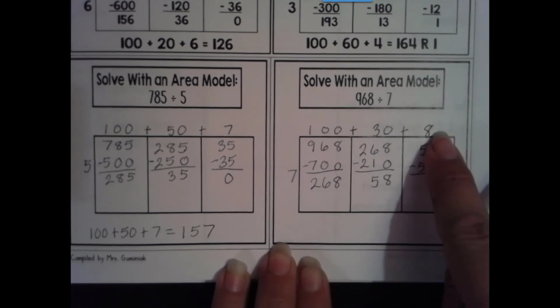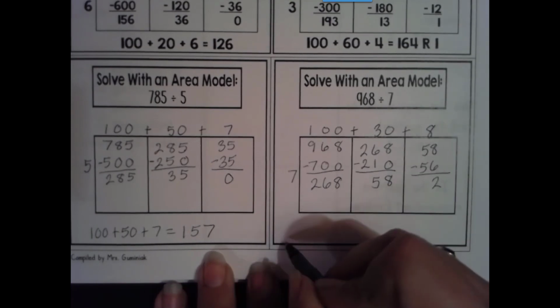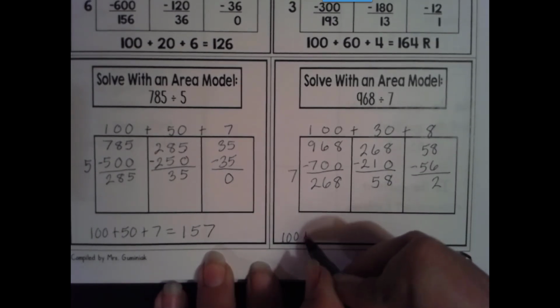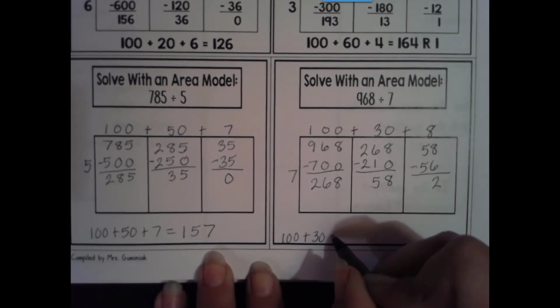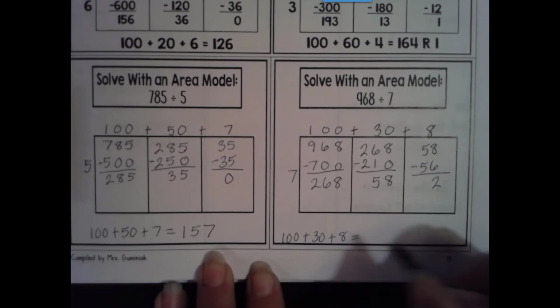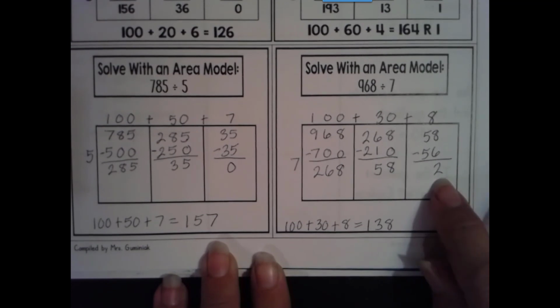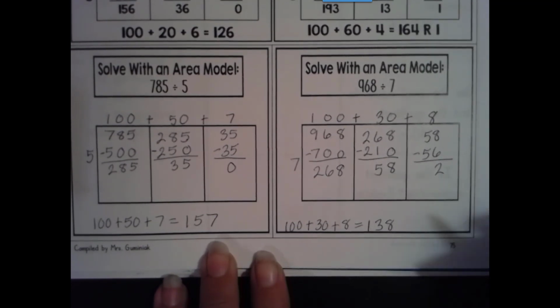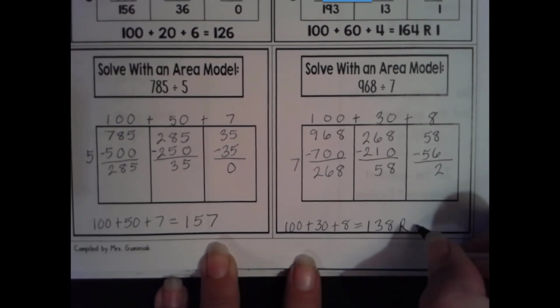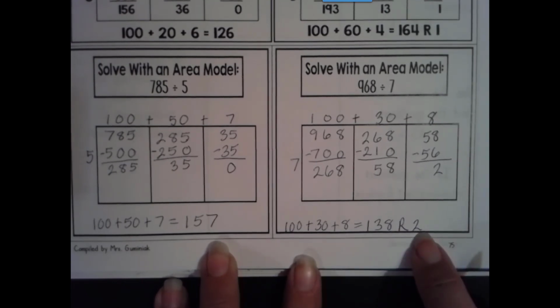So I need to add my partial quotients together. So 100 plus 30 plus 8 gives me 138. And then I have a remainder of 2. So you could do that with a lowercase r or capital R. It doesn't matter which one. That just indicates that there are 2 left over.